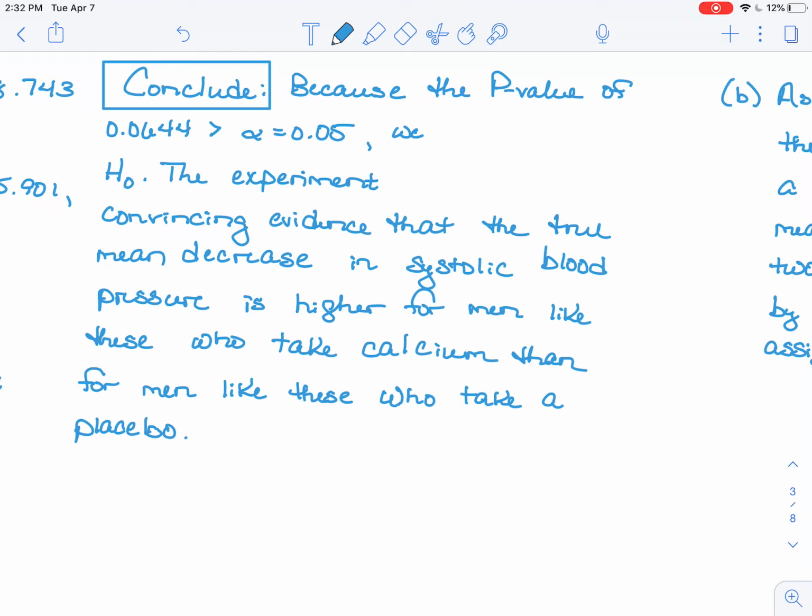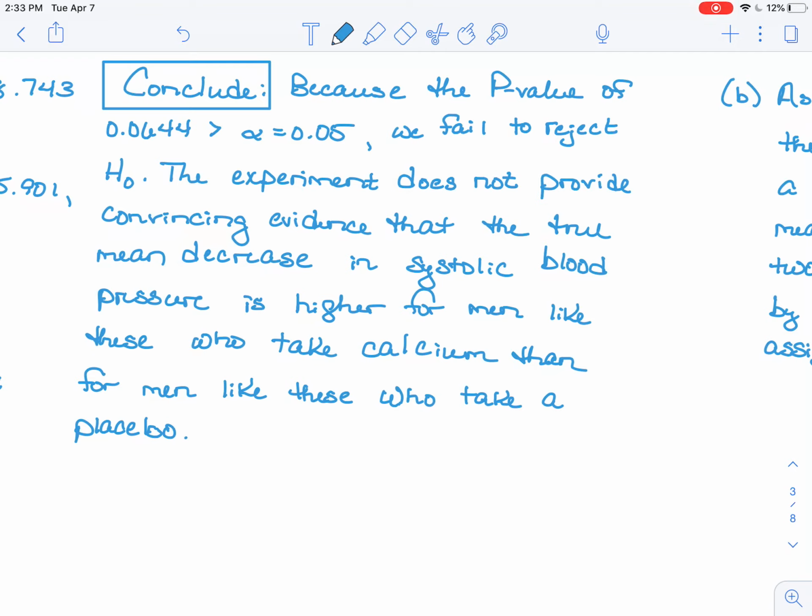So I'm going to say because our p-value of 0.0644 is greater than alpha 0.05, we're going to fail to reject the null hypothesis. Assuming the null hypothesis is true, assuming that the difference is just 0, this should happen to us about 6% of the time just by random chance. So because of that, we don't have evidence in favor of our alternative hypothesis. So that's what I'm going to note next.